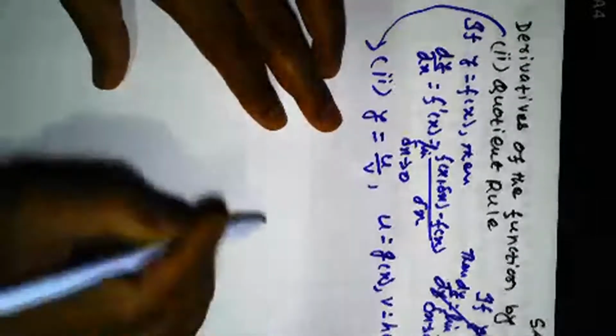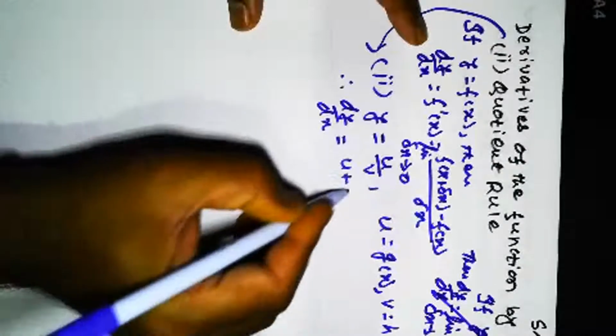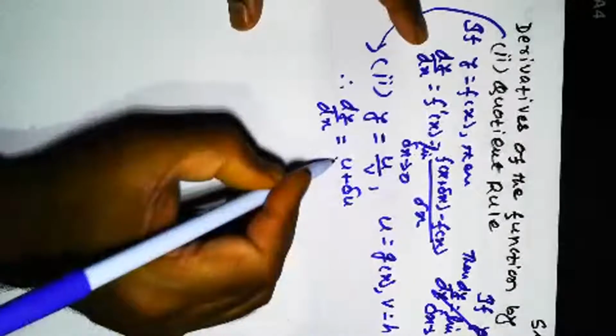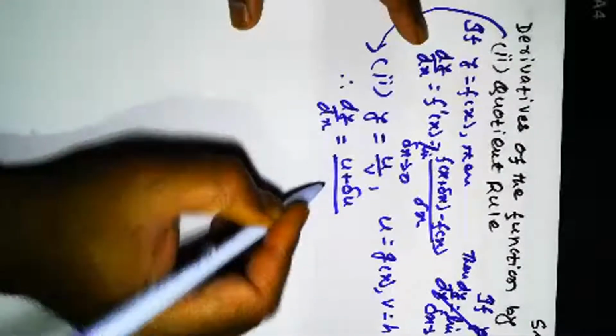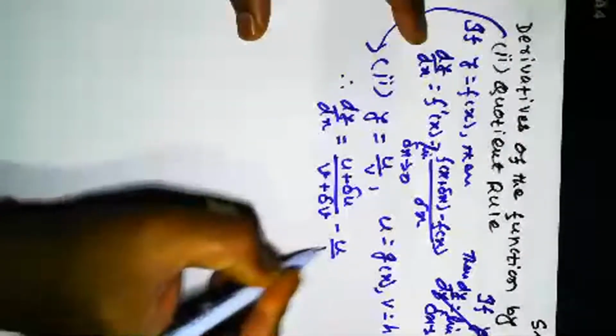So now we are talking of the quotient rule. Quotient rule means, suppose that you are given a function in terms of u divided by v, where u is a function of x and also v is a function of x. So we write v equal to h(x), for example. So here you see dy by dx equals, directly you can write it now, in terms of this: u plus delta u divided by v plus delta v, and then minus u divided by v.